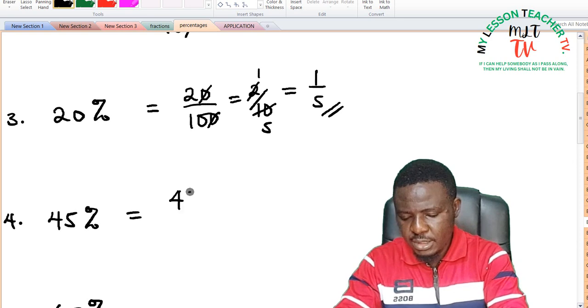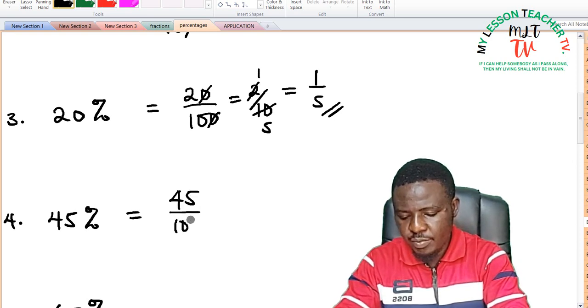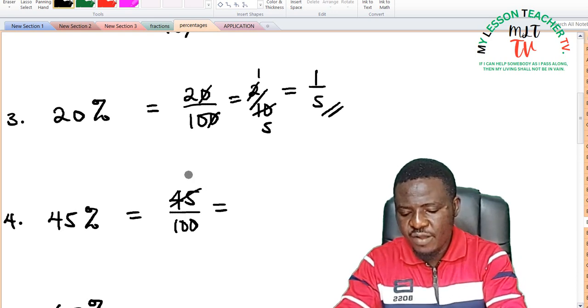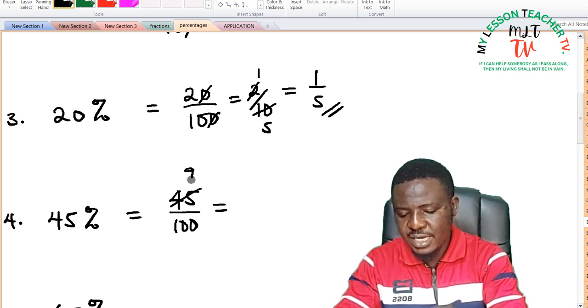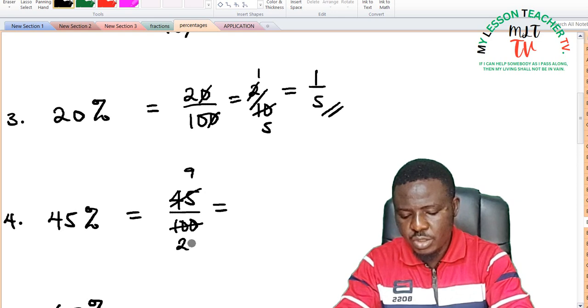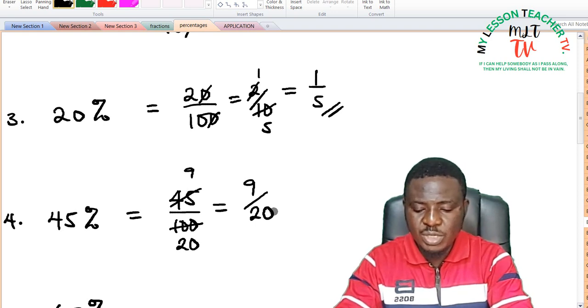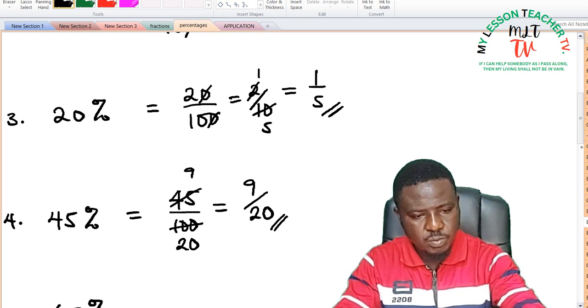45% is equal to 45 divided by 100. 5 can divide both 45 and 100. 5 into 45 is 9 times, and 5 into 100 is 20, giving us 9 over 20. Now, there's no common factor between 9 and 20, so this is our final expression.